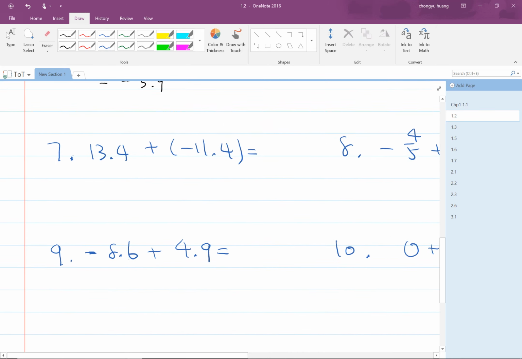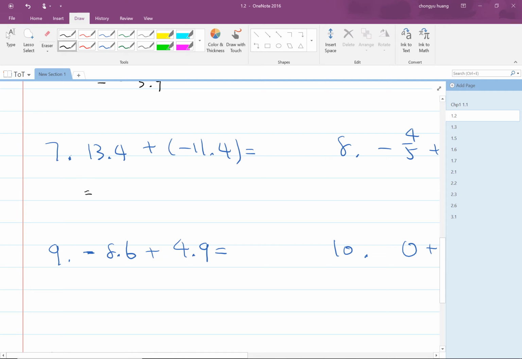This question is a little bit different. It's 13.4 plus negative 11.4. So it's going to be 13.4 minus 11.4, where 13.4 is positive and negative 11.4 is negative. Obviously 13.4 is bigger than 11.4, so the result is going to be some positive number. Here you have 4 minus 4, which is 0, and then 13 minus 11, which is 2. So the answer is going to be 2.